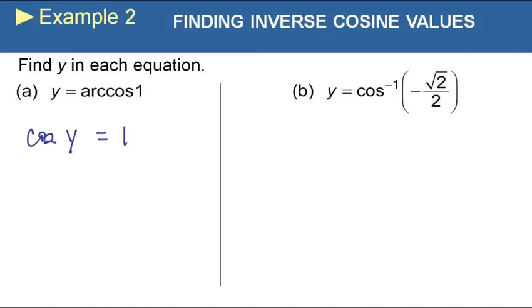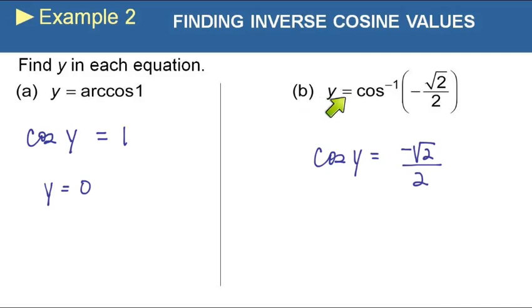Okay, now from memory we know that, what angle between 0 and pi, or 0 and 180, has a cosine value equal to 1? It would have to be y equals 0.